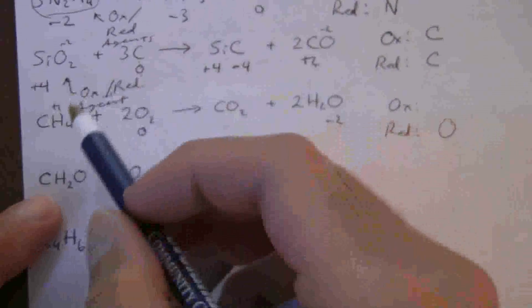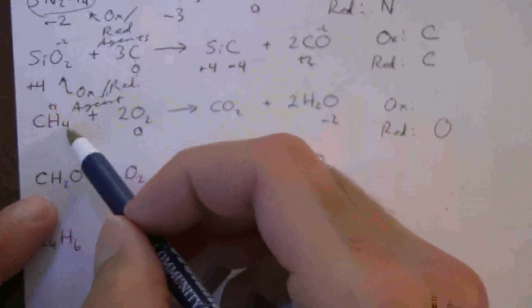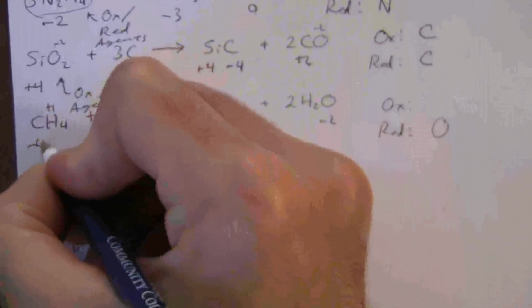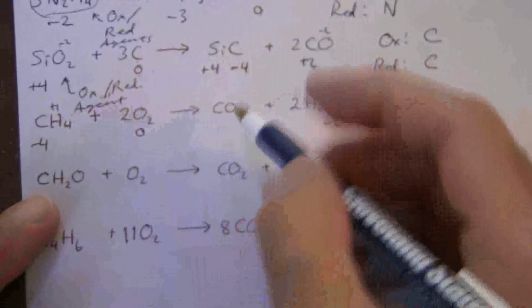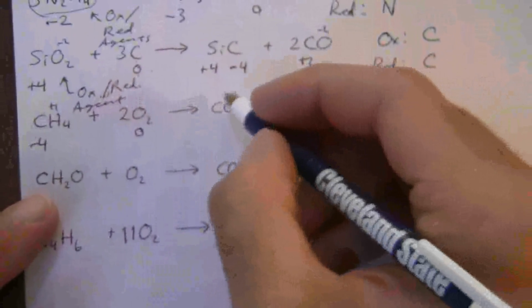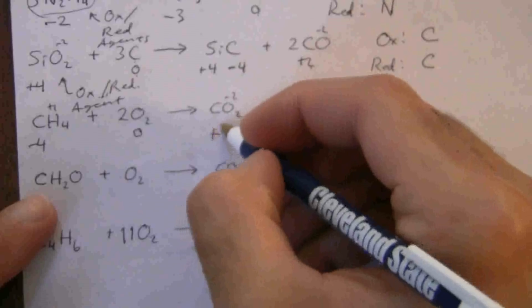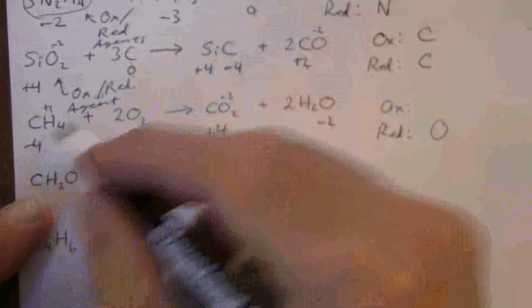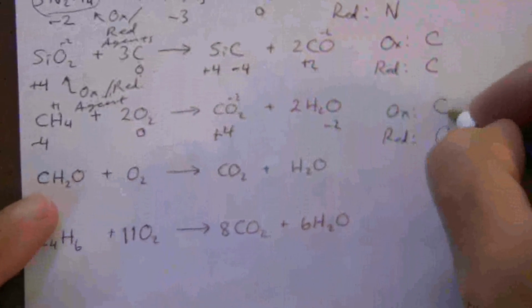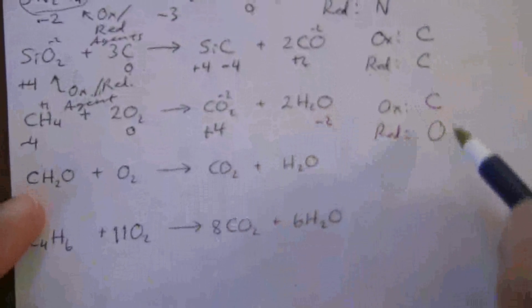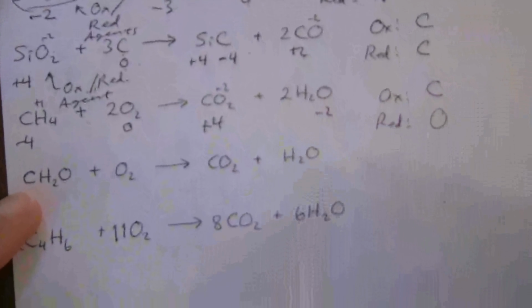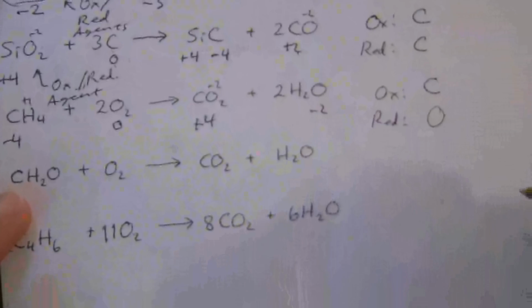And what is being oxidized? Well, the carbon over here, you have +4, so the carbon is going from -4 to, what is it here? The oxygen is -2, so this must be +4. So it goes from -4 to +4. That's an increase in the oxidation number. It is being oxidized. Okay.